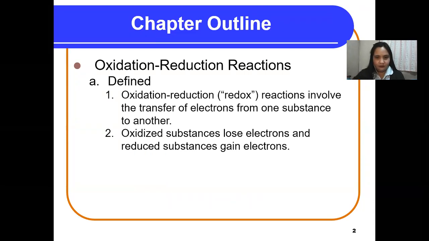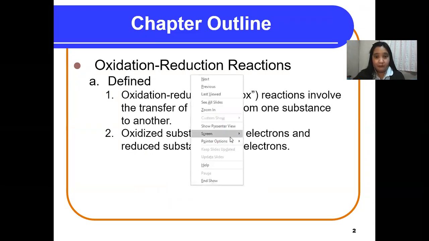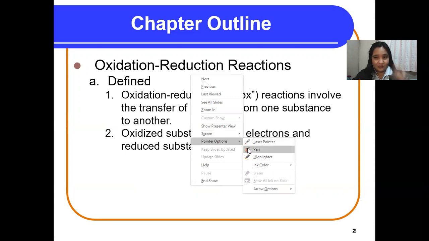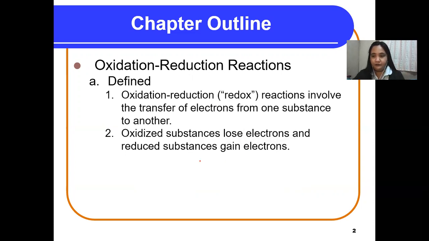That's where it's a little confusing, maybe, if it's your first time to encounter it. Please don't be confused with my pointer. So again, you might be confused. It's gaining, but it's the reduced substance. Yes, the reduced substance actually is the one gaining the electron. And of course, the oxidized substance will be the one that lost the electrons.